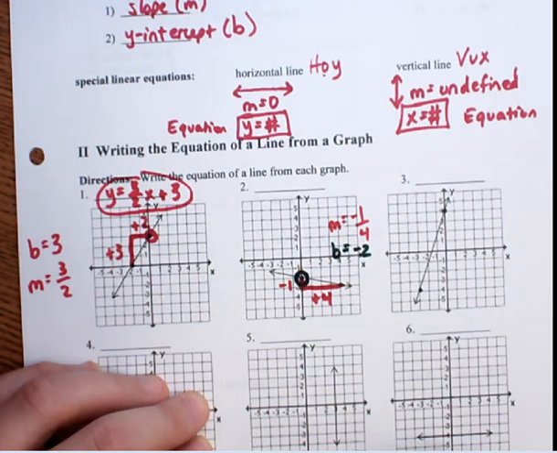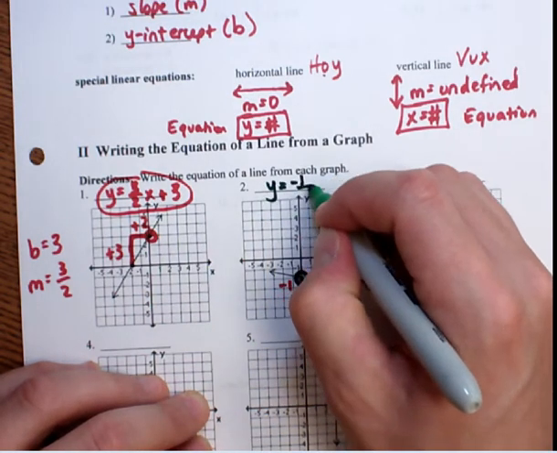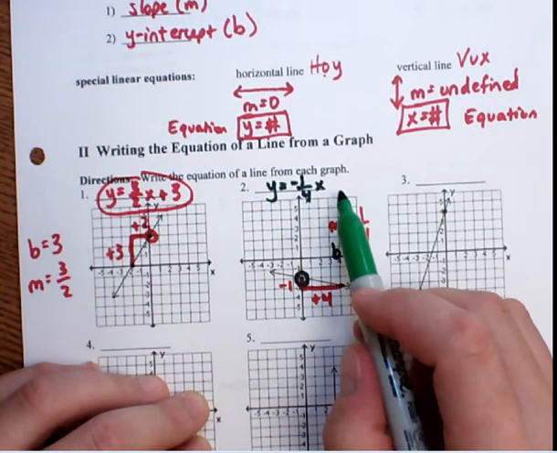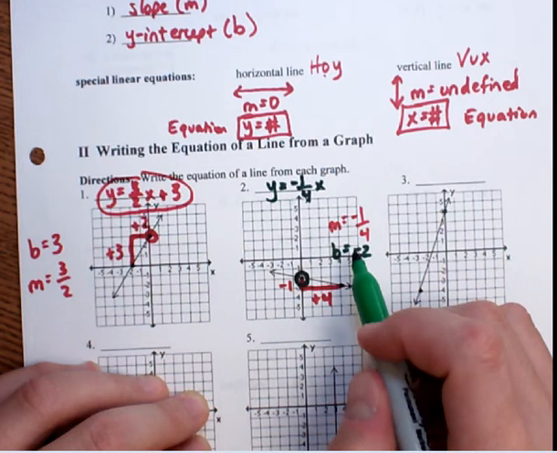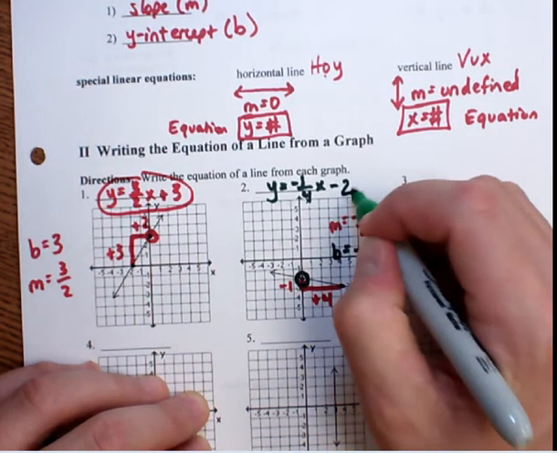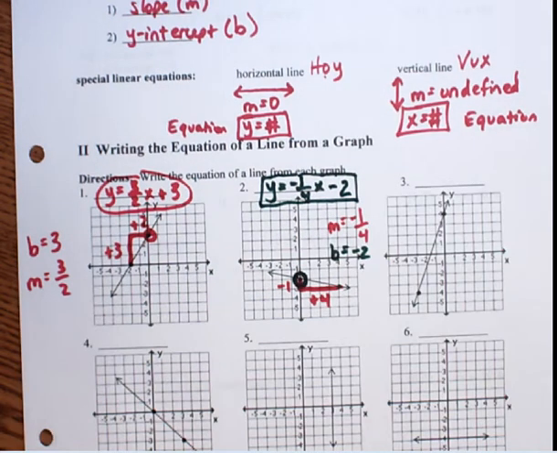So now we're ready to write the equation. The equation is y equals m times x, negative 1/4 times x. Now, it's plus b, but if b is a negative number, you can say plus negative 2, or just go minus 2. And that's a good answer right there.